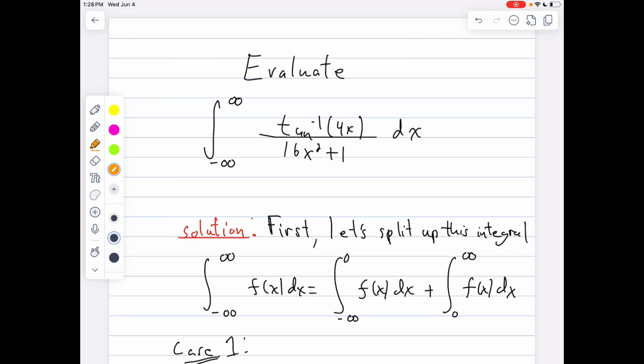Right, hello everyone. So we have the following problem here. We're going to evaluate the integral that goes from minus infinity to infinity of tangent inverse 4x divided by 16x squared plus 1 dx. And the first thing we're going to do is split up this integral.